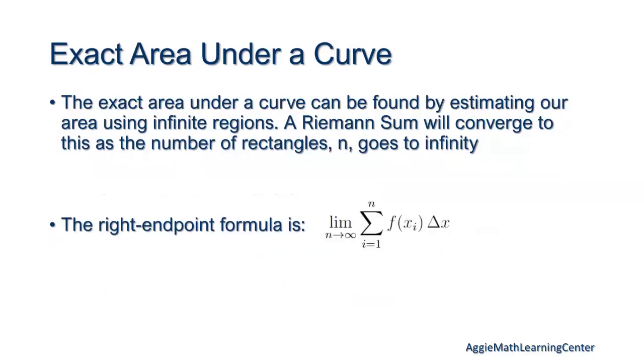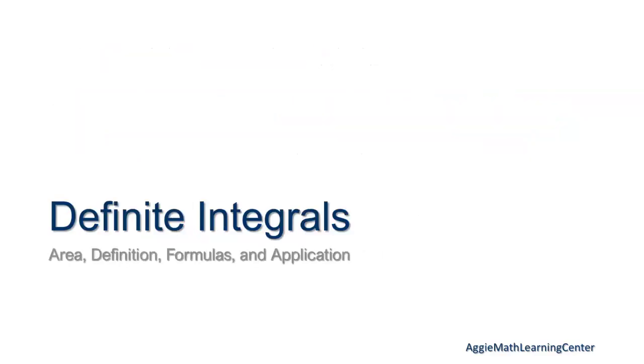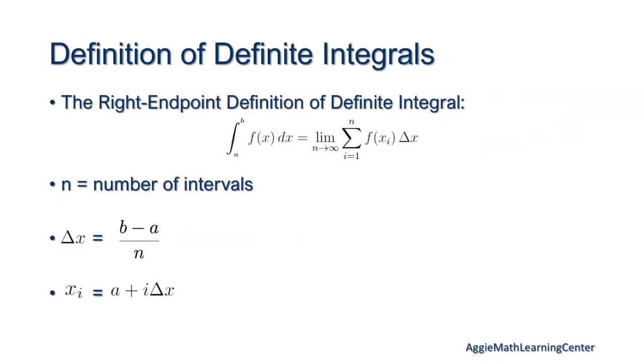And then you can get the exact area from estimating using infinite regions, so that's where the integral comes in. The Riemann sum is the approximation, and we can also get the exact area as we take the limit as n goes to infinity. This connects to our definite integrals, so we can write a definite integral as a Riemann sum. And here are the formulas for that.